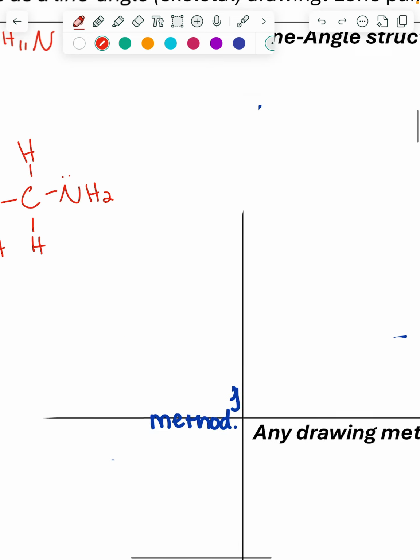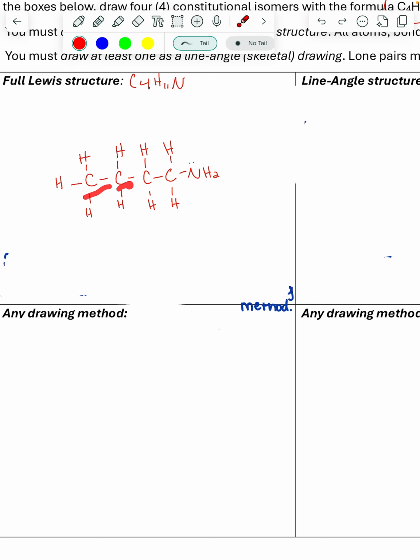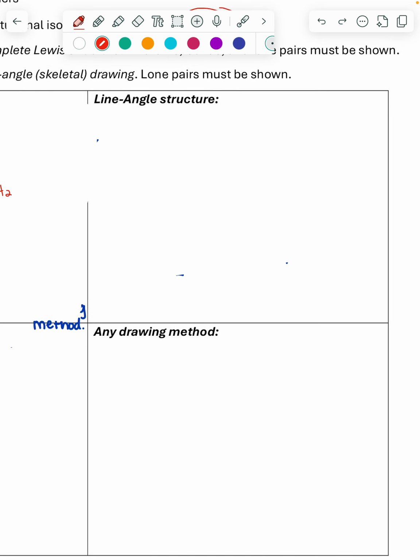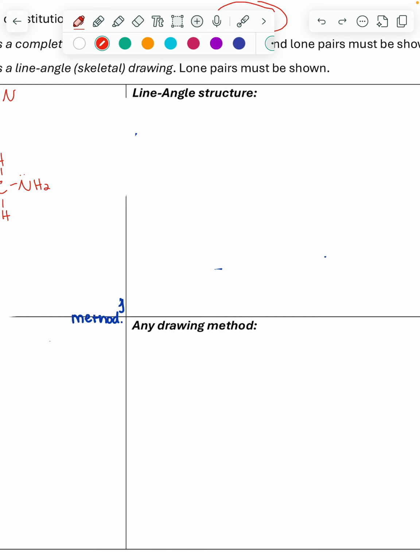We can draw this many ways as well, but if we're going directly off of the Lewis structure, we're simply going to draw the 1, 2, 3, 4 carbons and then the NH2 on the very end. So now we have 1, 2, 3, 4 carbons, and now we're going to add that nitrogen like that. So that's one of the ways that we can draw this line angle structure.